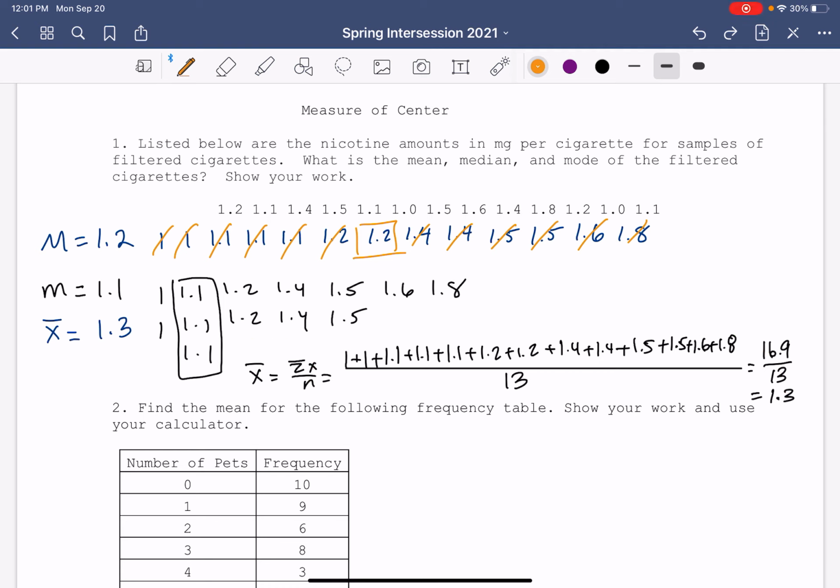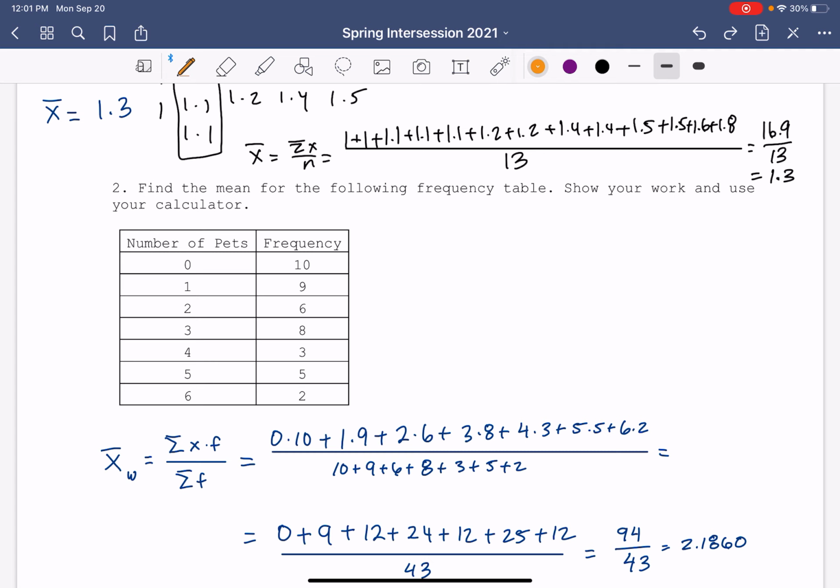Okay, and then the next one says, find the mean. When we have a table, it's best to use the weighted mean formula. It's a fancy way of adding faster, right? So if you look at this, this is the mean. It has a W, meaning weighted. Why weighted? Because the higher these values are, the more weight they put on the mean.